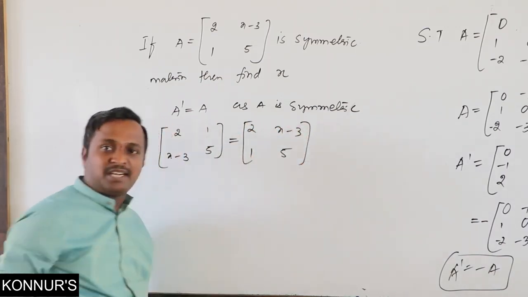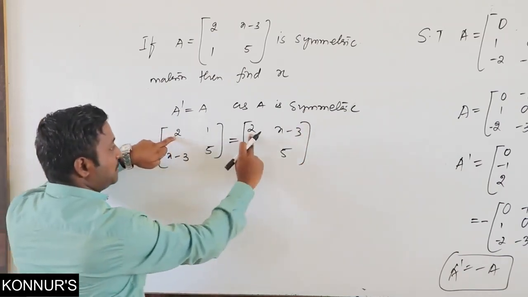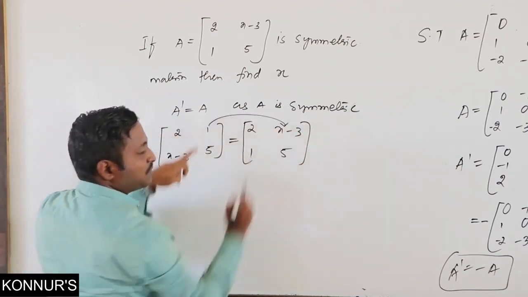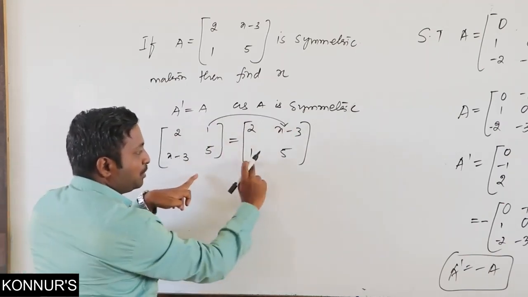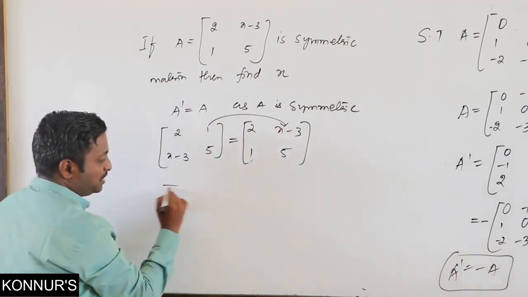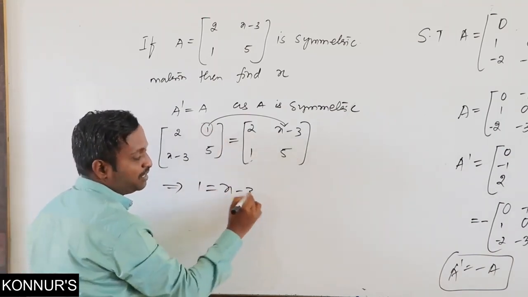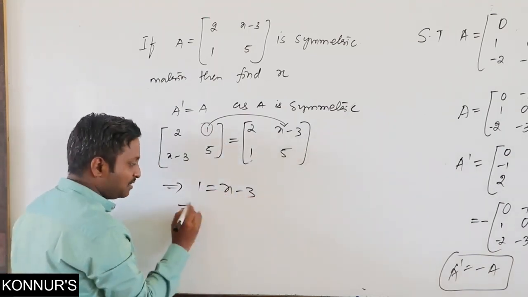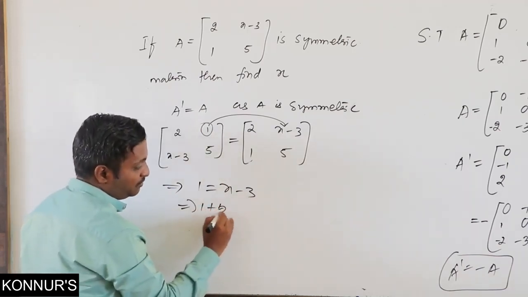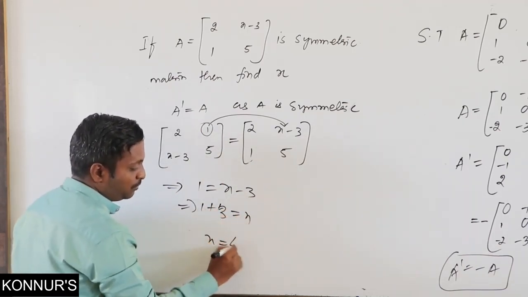By equality of matrices, 2 is there, 2 is there. 1 should be equal to what? X minus 3. X minus 3 should be equal to 1. Correct? So this implies I can conclude 1 should be equal to x minus 3. Isn't it? Send this here. 1 plus 3 is equal to x. X should be equal to 4.